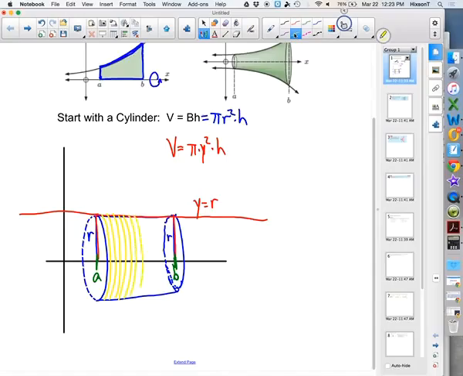Now, can anyone anticipate why I'm doing this? You're just going to multiply the area of each disc. Okay, but we don't really know how many discs we have. Do you remember? Aren't we approaching infinity or something?